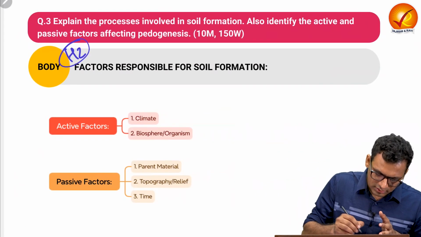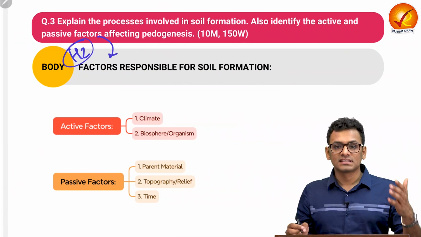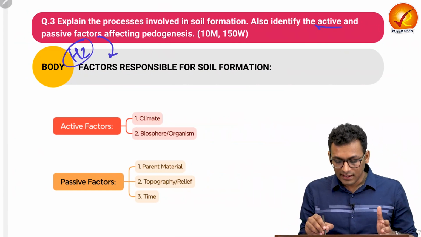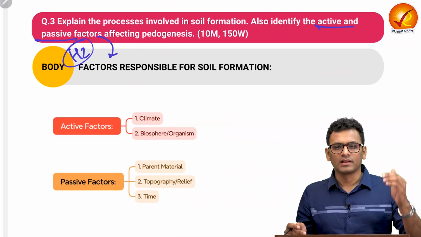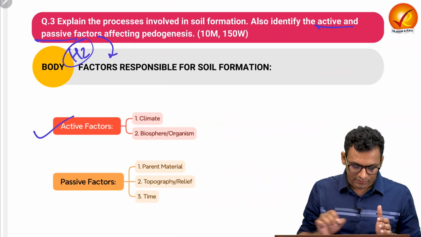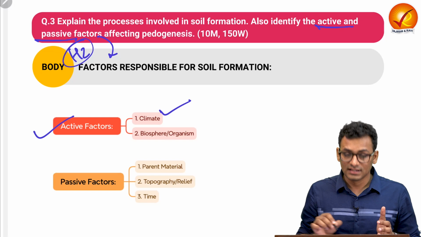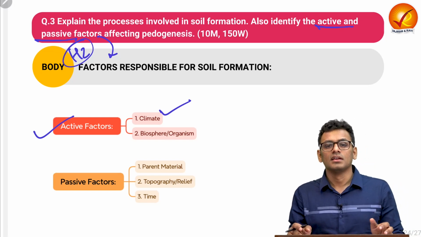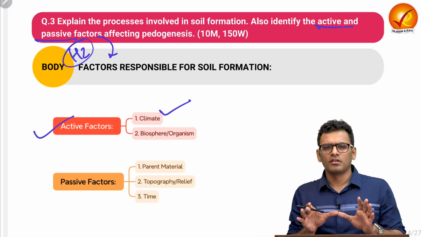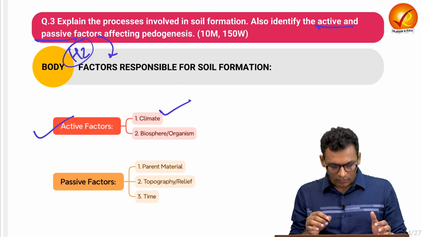In heading 2, as the major demand is factors responsible for soil formation, we have to talk about the active and passive. You can give subheadings. Firstly, you can start with the active factor. Firstly, it's climate. We have seen how climate affects the physical, biological as well as chemical weathering of the soil.